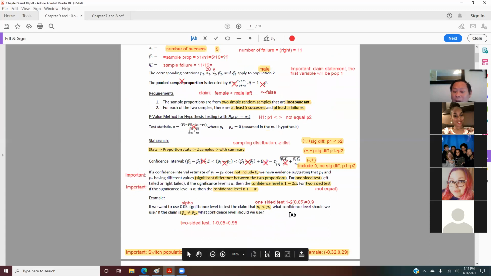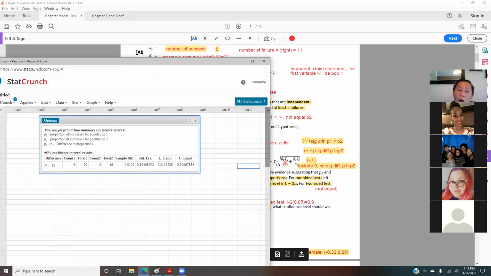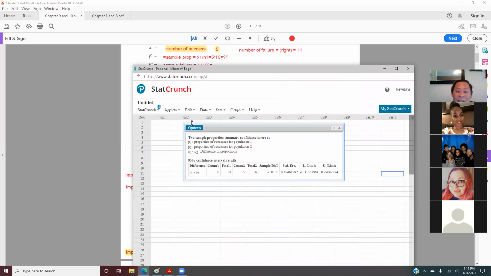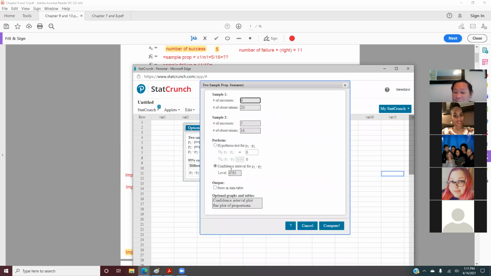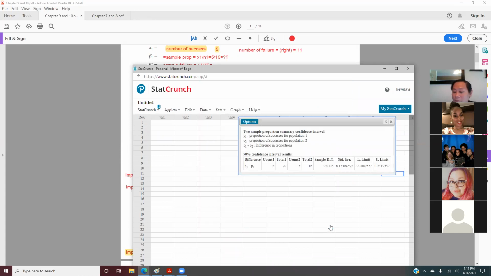Last time we were doing female is more than male, so actually it's a one-sided test. If I use 5%, you would use 90%, or 0.9, as your confidence level. So what we did here is going to be wrong because I used 95. Remember I used 95 here. So it should be 90. You guys okay here?